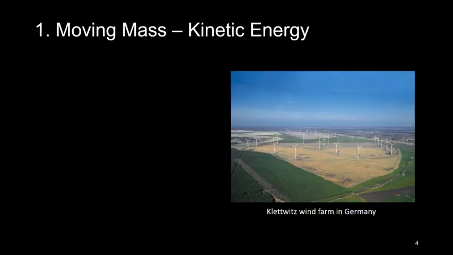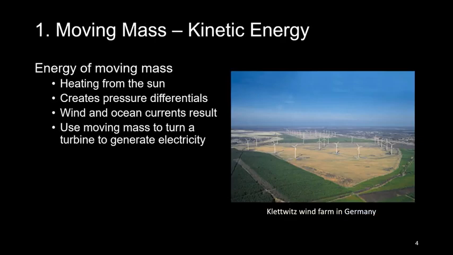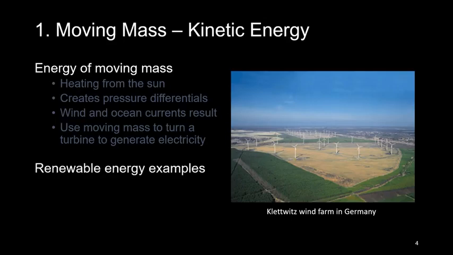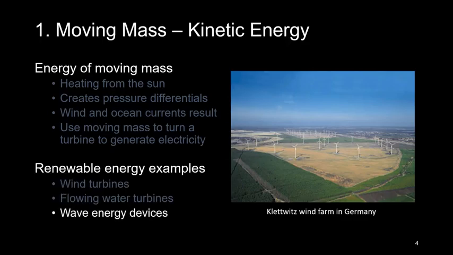The first method to extract energy is from moving mass. Heat from the sun creates pressure differentials in the atmosphere and oceans, resulting in wind and ocean currents, and we can use this moving mass to turn a turbine to generate electricity. Renewable energy examples include wind turbines, flowing water turbines, and wave energy devices. On the right is shown a large wind farm in Germany.